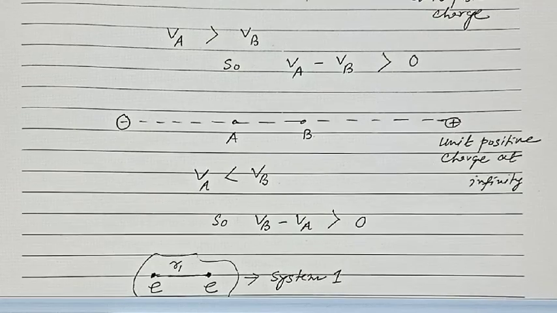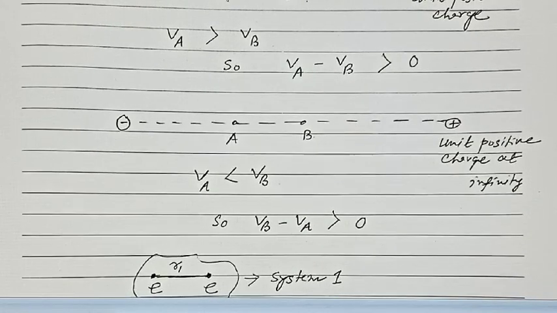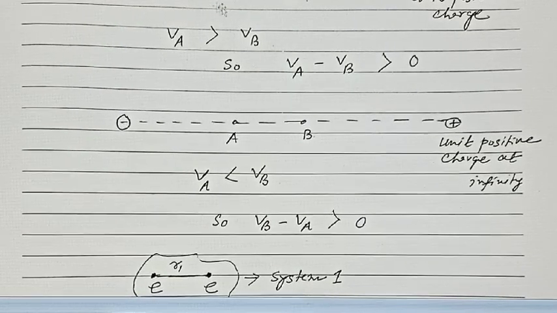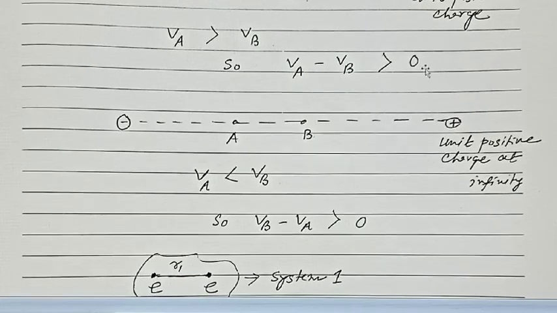Now you see, this is the source charge and we are trying to find the potential at point A and point B. Here you can see that you have to do more work against the force of repulsion while bringing that unit positive charge from infinity to point A as compared to point B. So VA is greater than VB, so VA minus VB is greater than 0.